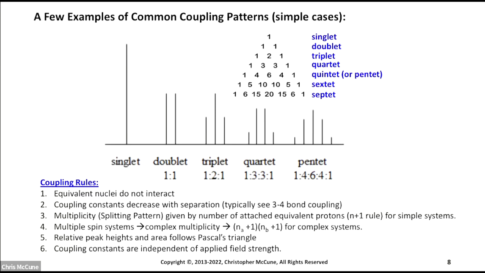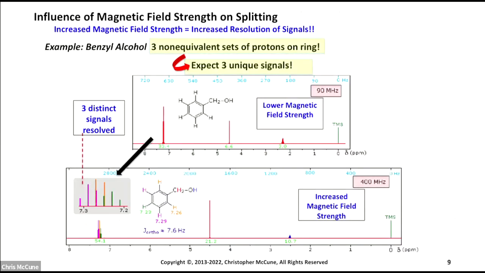Multiplicity is given by the number of attached equivalent protons. So once again, the n+1 rule for simple systems, but for multiple spin systems, this is when you're going to have diastereotopic hydrogens involved. Then you're going n+1 times n+1 for each different interaction. And so it gets complex pretty quick. The relative peak heights in the area follow Pascal's triangle, and then coupling constants are independent of the applied magnetic field strength.